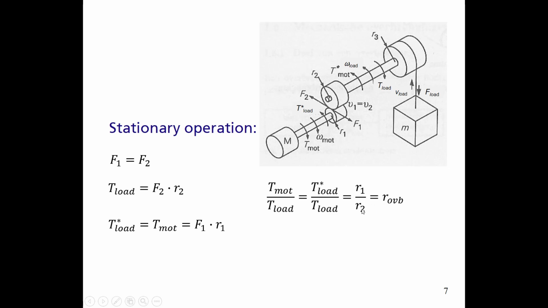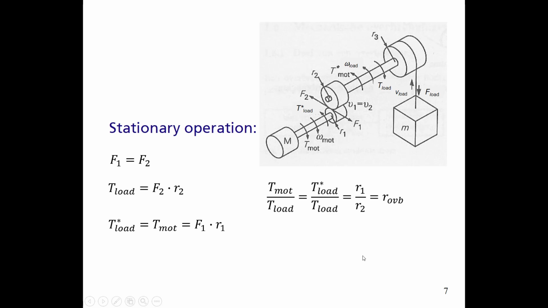And in most of the cases, that transmission ratio is smaller than 1 because we want to have a lower load torque at the motor side or a higher torque at the load side. So the transmission ratio defined by R1 over R2 has to be lower than 1.